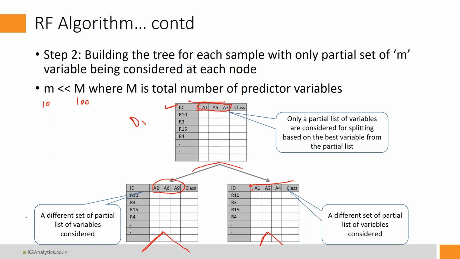Then you will have a second sample, D2. Same process will happen. Random 10 variables at the root node will be considered, a best variable will be selected, and then you get two child nodes. Again at the child node, random 10. And please note the random 10 selected at the first level, so here A1, A5, A7, it is not necessary that the same A1, A5, A7 should be selected here. That random 10 selected at the child can be different than the random 10 selected in the previous level. It is also possible certain variables may be the same because it is all random. So this process will happen for all your N samples, and with this process N models will be built.